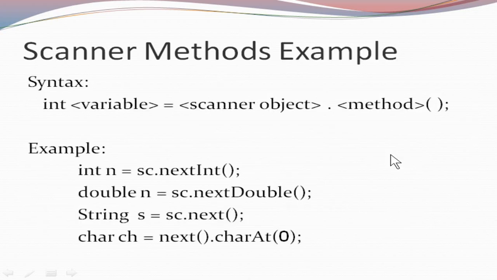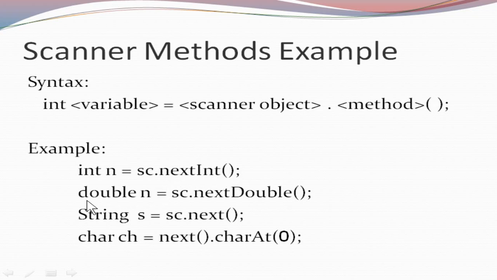Now you are going to see the syntax to use it in the program. You will have a data type, then a variable, then an equal to operator, the assignment operator, and then the scanner object which has been created already. Then you will have a dot operator, and finally the scanner method, then open and close parenthesis and a semicolon. The example is an integer value which will be stored in n. So you will have an equal to sign, then the scanner object which has been created, then a dot operator, and then the scanner method, with open and close parenthesis for accepting an integer value.